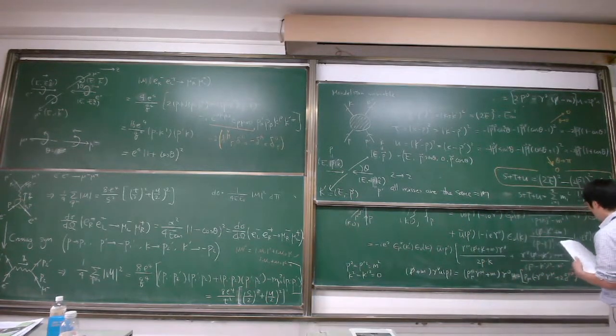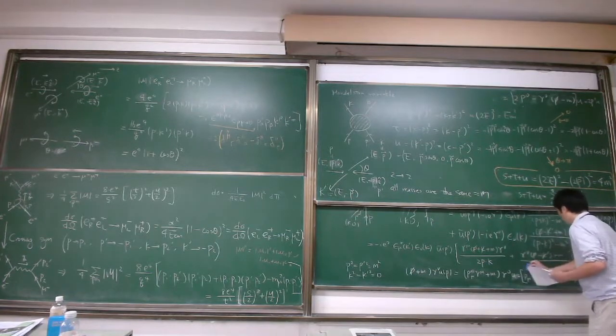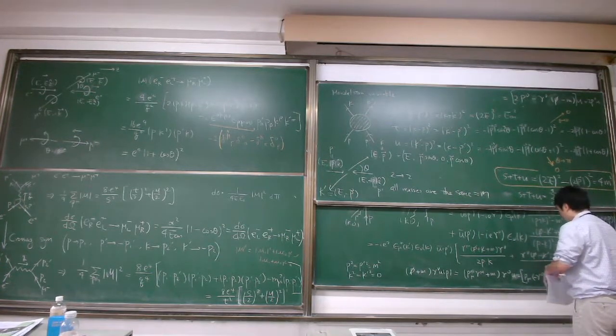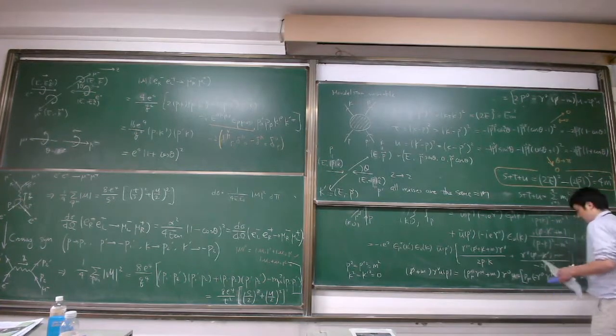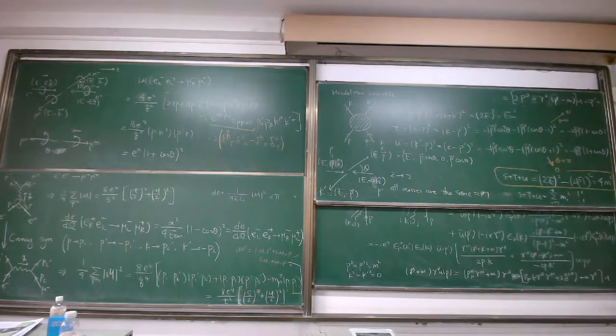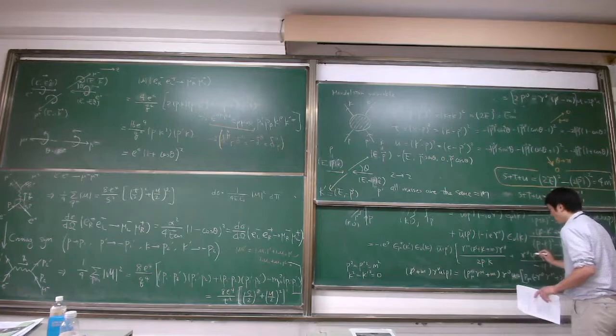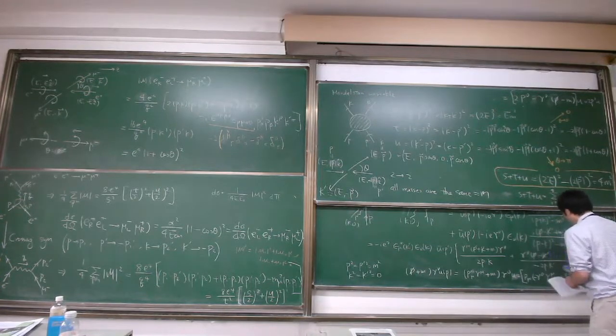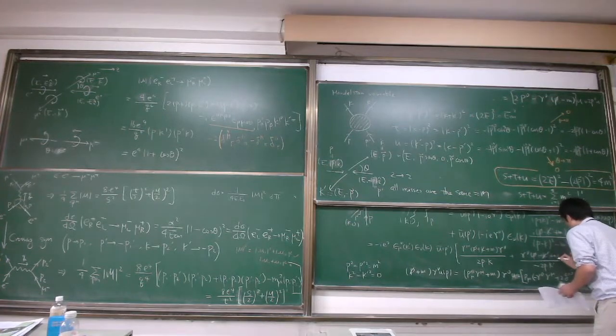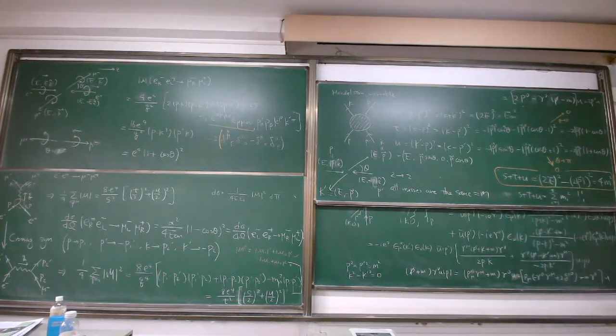And here, the denominator becomes minus P dot K prime. And then we apply, I think I missed something. So here, it used to be this and gamma mu. This is the case, I made a mistake.